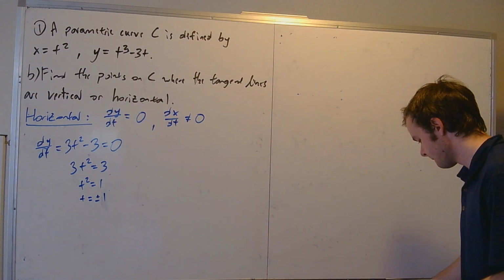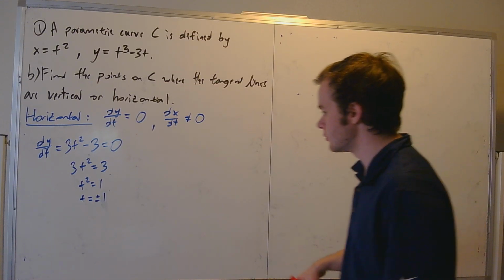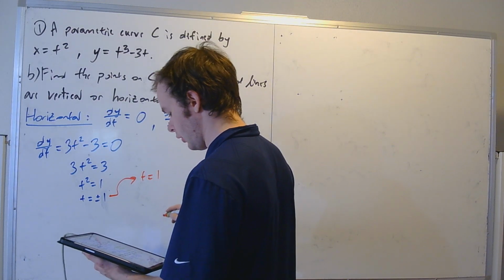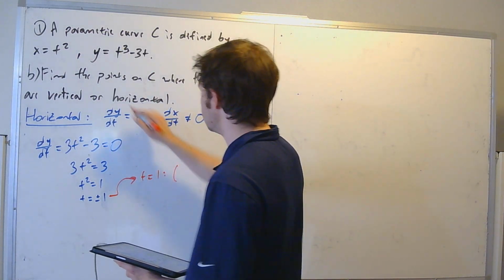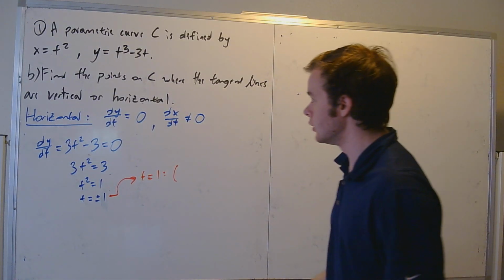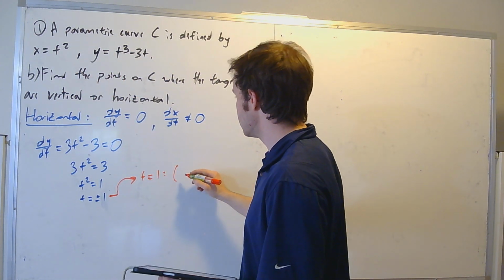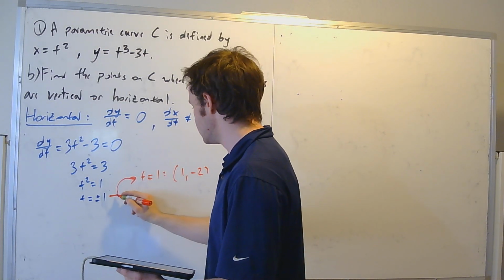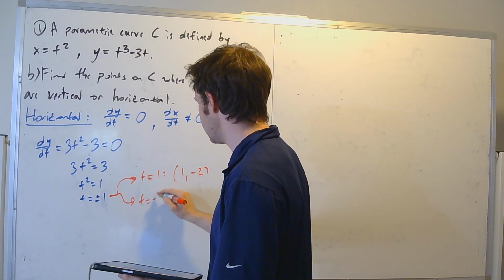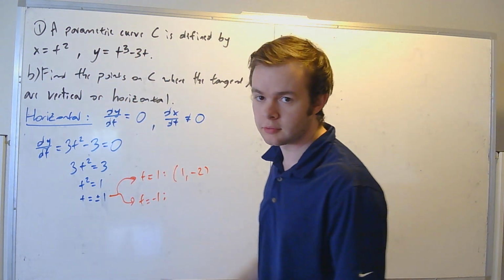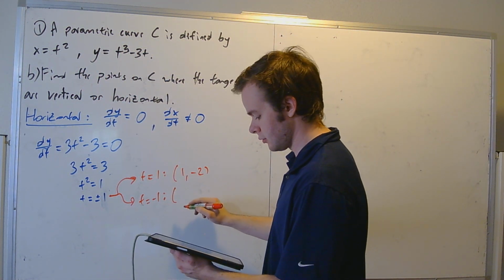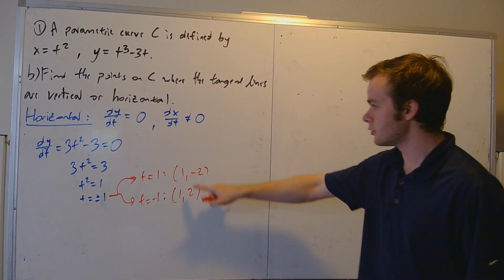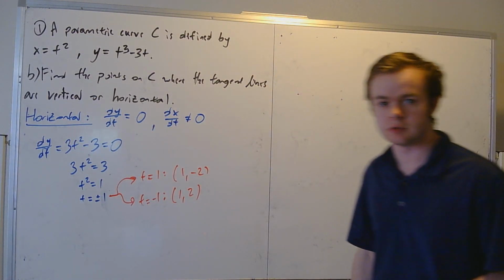Okay. Now, this gives us two different options. So, at t equals positive 1, if you plug that into our functions, you're going to get a value of x and y. So if you plug in t equals 1 here, you're going to get 1 comma negative 2. And our other option is if we plug in t equals negative 1, if you plug that into both of those two functions, you're going to get the point 1 comma 2. Right. So these 2 points give us horizontal tangent lines.